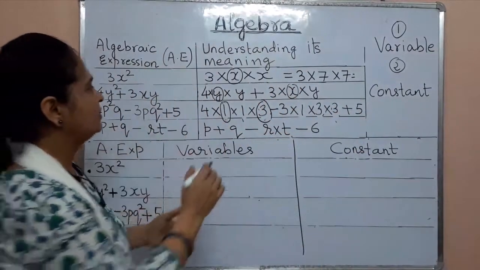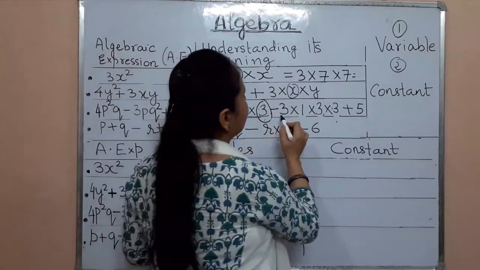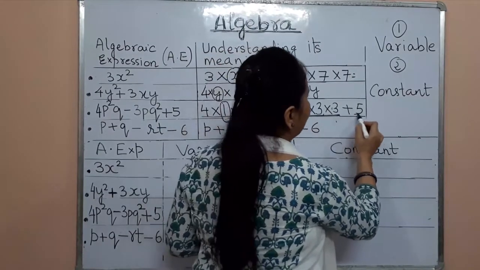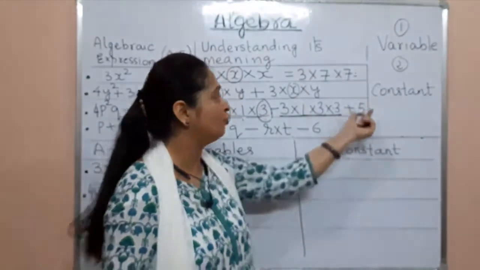So now you can understand that we can find out the value of this one, we can find out the value of this term, and then we already know the value of this term which is 5, which is fixed.